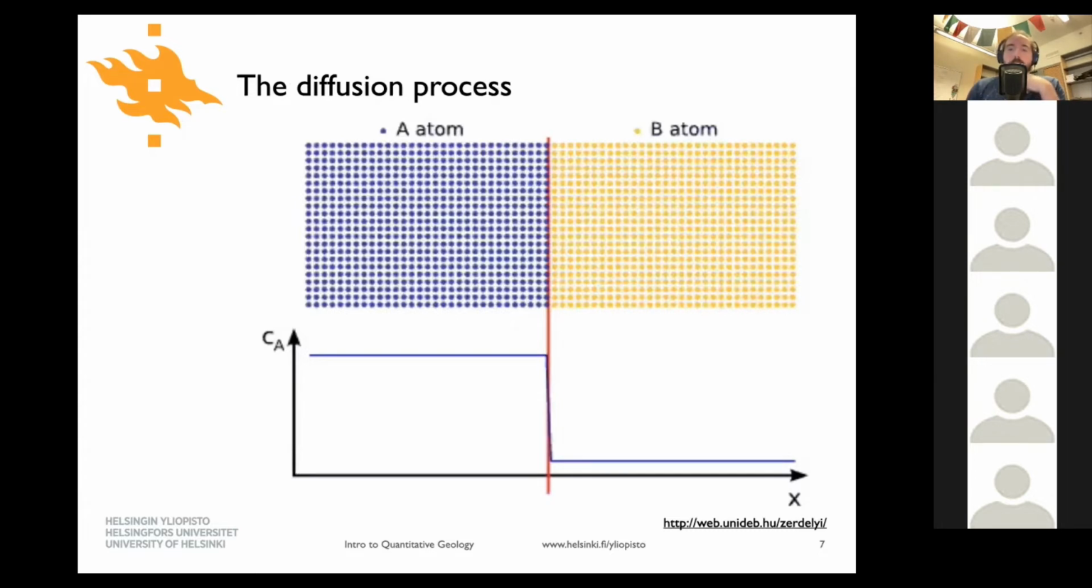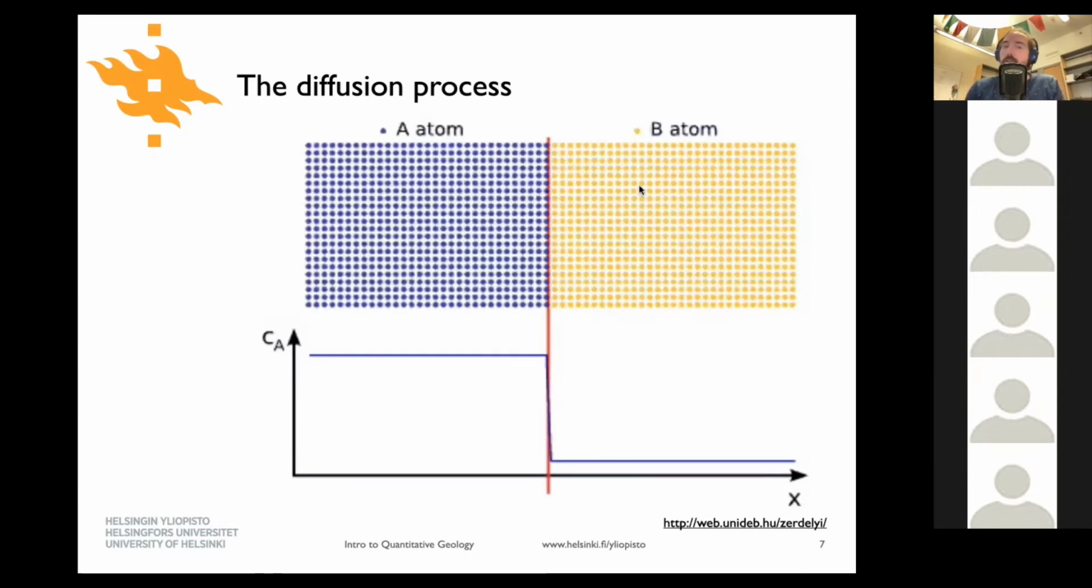So this is just an animated GIF that I'd found somewhere online. You can see the source down here in the bottom right. There are two different particles here, atoms of A and atoms of material B, colored blue and yellow. Currently, in the starting stage, there's this red boundary between the two, dividing them such that all the atoms of A are on the left and all the atoms of B are on the right.